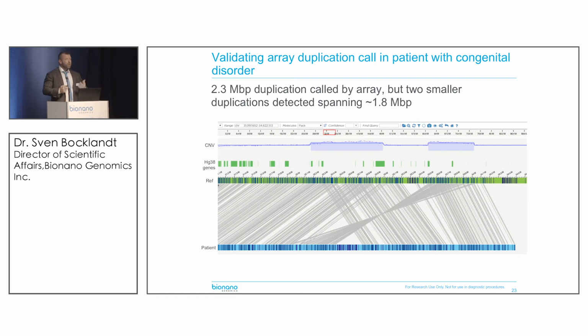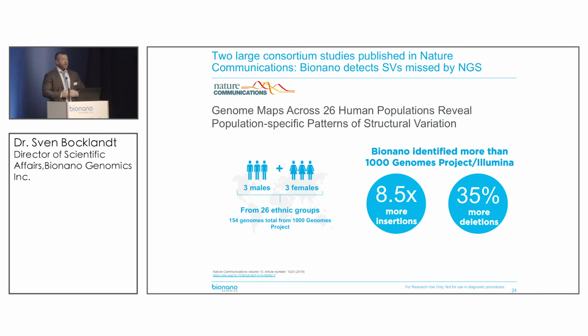Now, I promised you some comparisons with sequencing. And in the last couple of weeks and months, 3 papers were published that did just that. The first one that I want to show you is a Nature Communications paper that looked at 154 human genomes that were part of the 1,000 Genomes Project. It's a large consortium where multiple groups perform high-depth Illumina sequencing on these genomes and call structural variants. Now, 154 from 26 different ethnic groups were also mapped with Bionano.